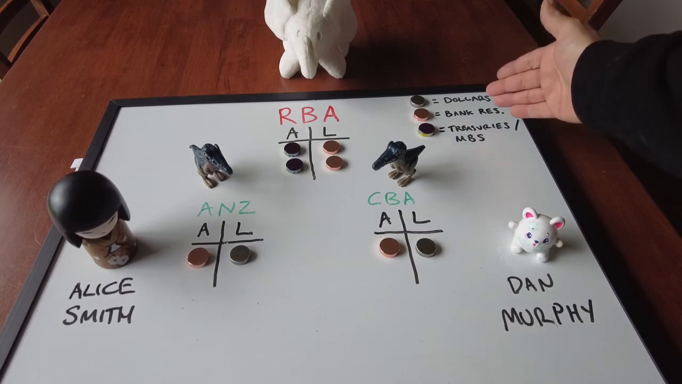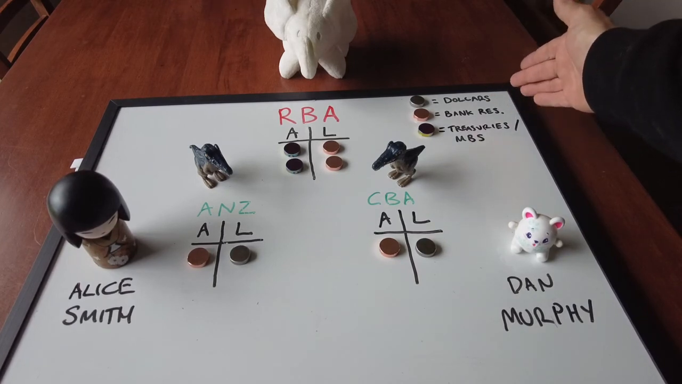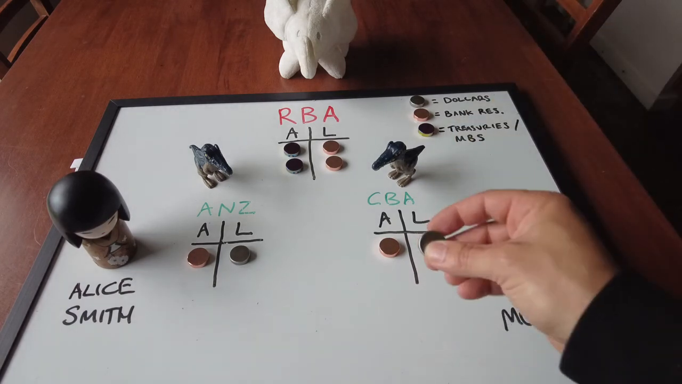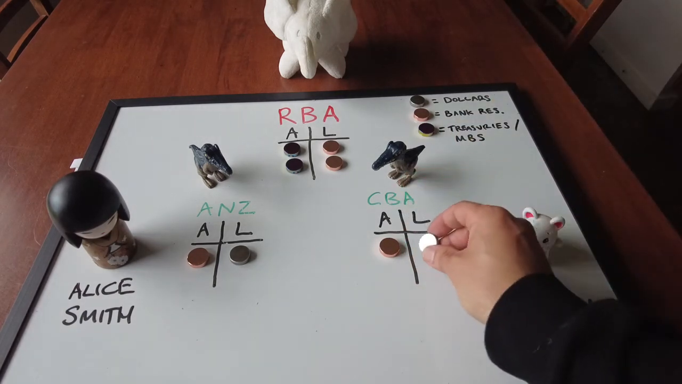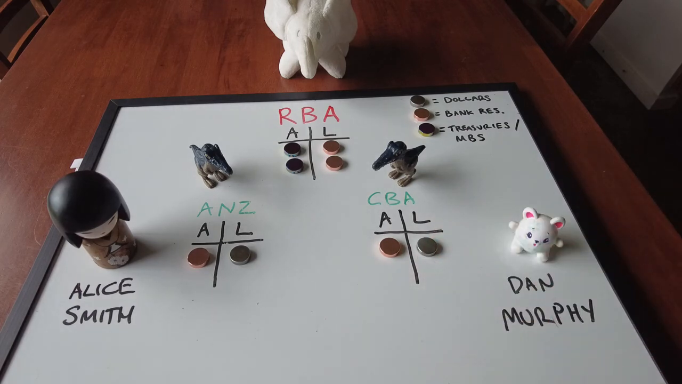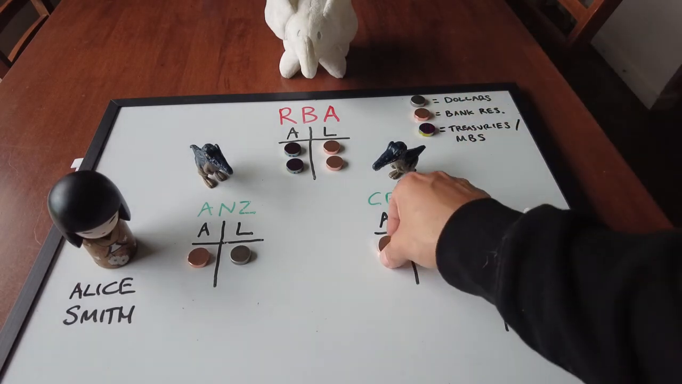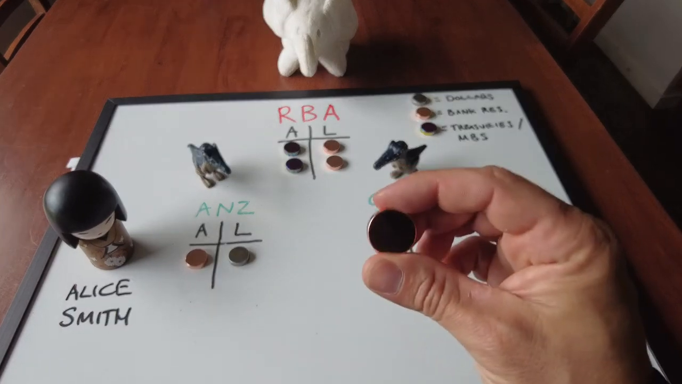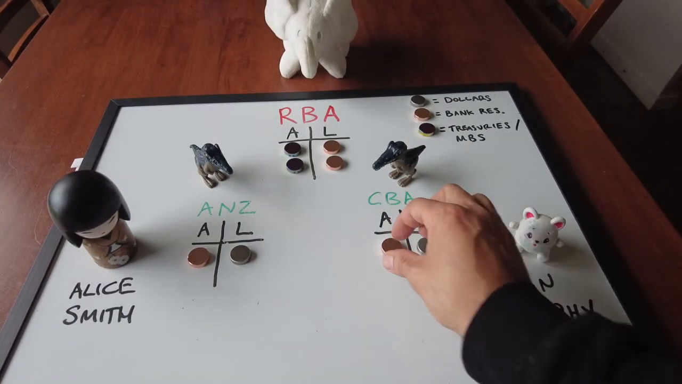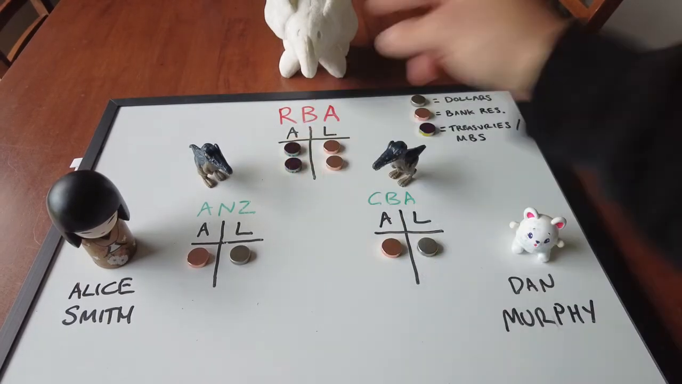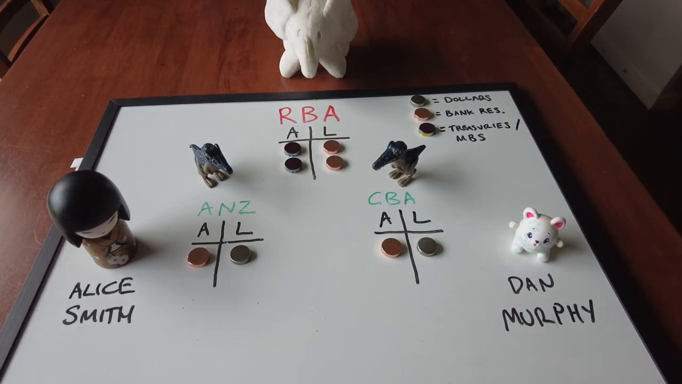So up here in the corner, we've got just a guide. The silver ones here are dollars, effectively, and they're not real dollars, obviously. We pretty much all know now that they're just numbers in a computer. The rose gold ones are bank reserves, and the purple ones are treasuries or mortgage-backed securities. I won't go into the definition of those today.